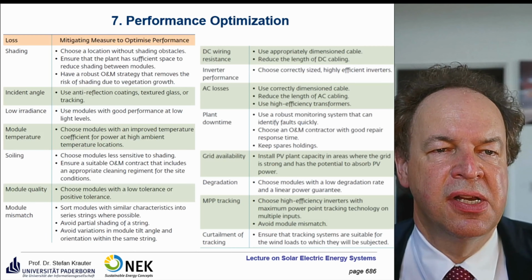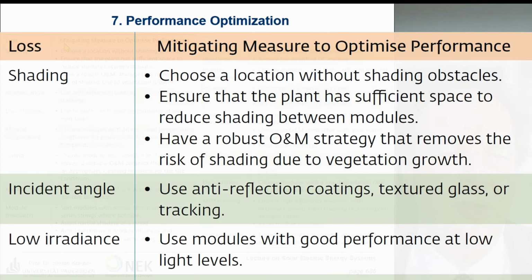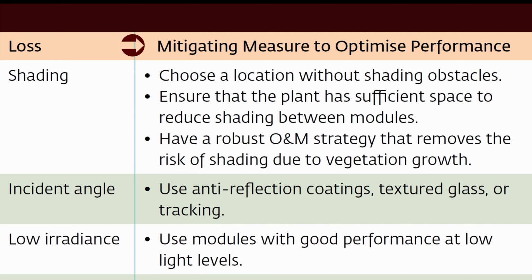Performance optimization. So the loss, and then we talk about mitigation measures to optimize performance. In case of shading, you have to relocate or choose locations without shading obstacles, ensure that the plant has sufficient space to reduce shading between the modules, which we discussed already twice here, and have a robust operation and maintenance strategy that removes the risk of shading due to vegetation growth. So you have a gardener there who cares that the vegetation isn't causing any performance issues. The incident angle: anti-reflective coating, textured glass, and so on.